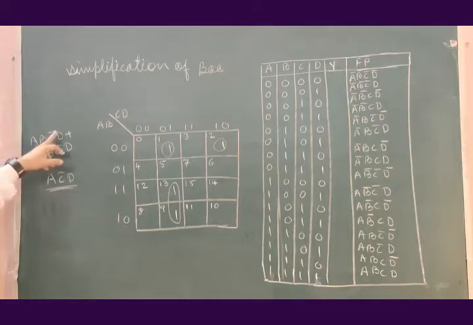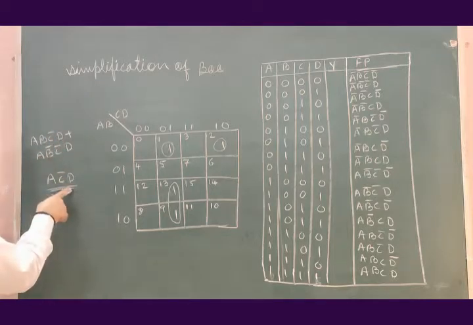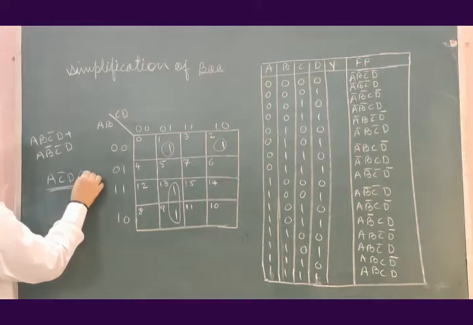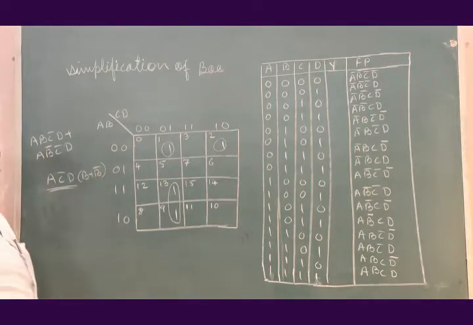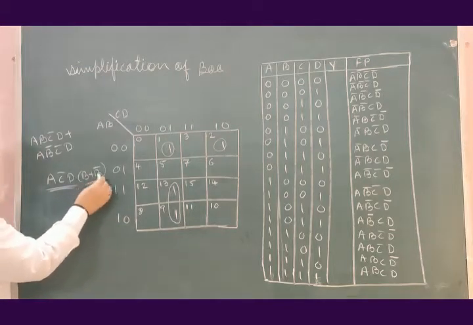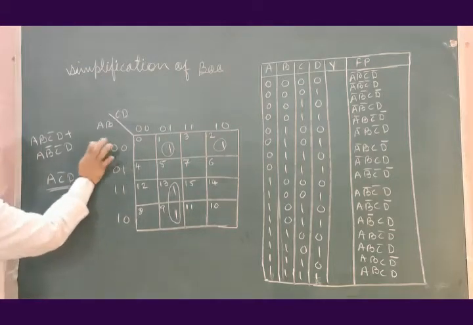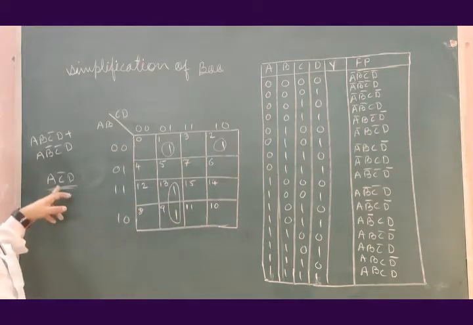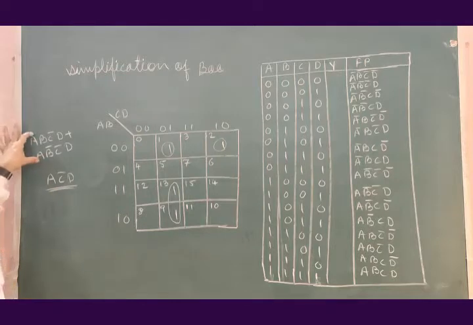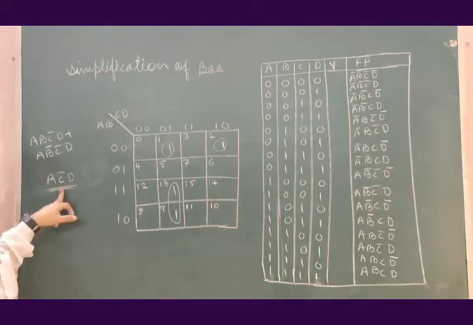A C bar D is taken common here. What is left is B or B bar. According to rules of Boolean algebra, B or B bar is equal to 1. And so, whenever one pair is formed, this SOP form is reduced to this.